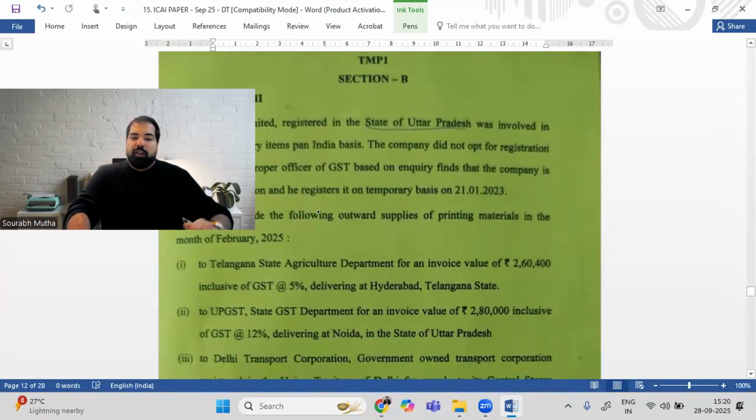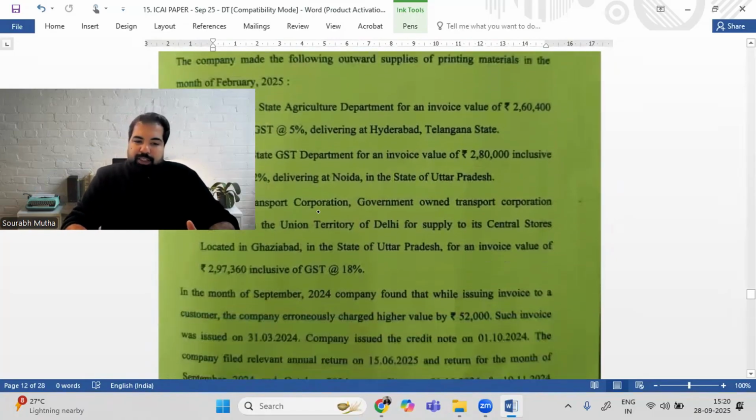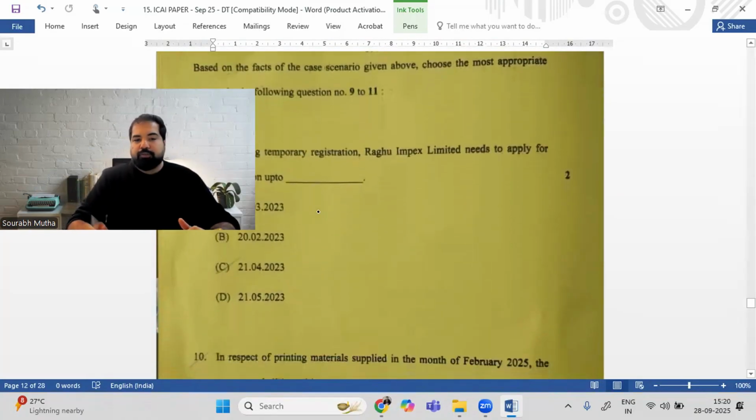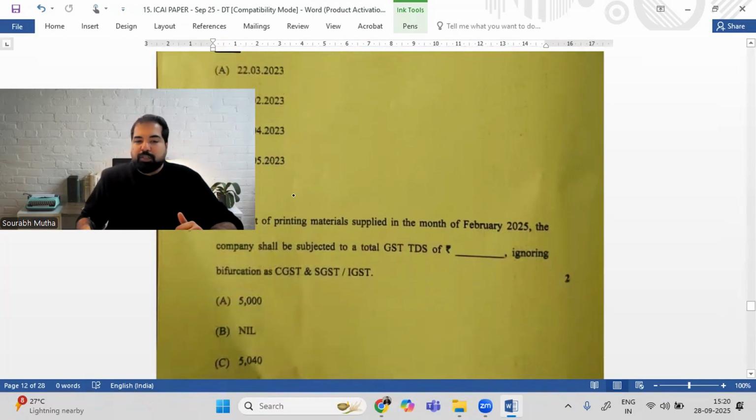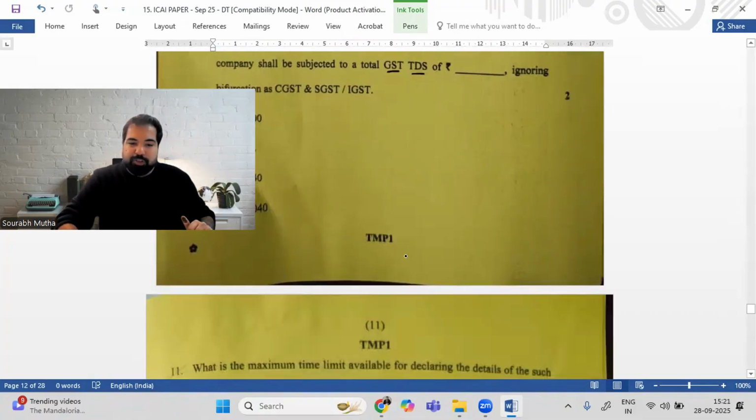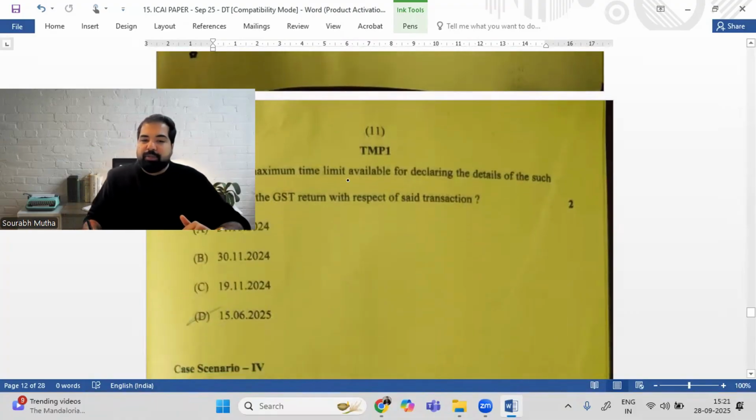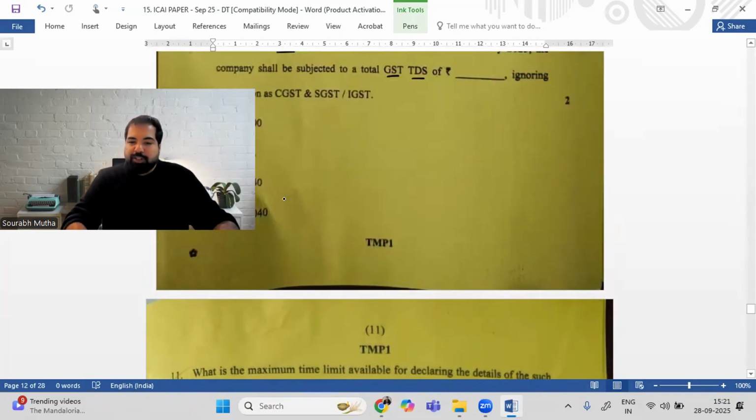Here we go. Raghu Impex, there are a couple of things that they've given. First, on getting temporary registration, Raghu Impex needs to apply for registration up to which date? That is what we have to discuss. In respect of printing material supplied in the month of February, the company shall pay a total GST. TDS concept is here, so you'll have to focus on that. And last, what is the maximum time limit available for declaring the details of the credit note in the GST return? So 3 questions for 2 marks.